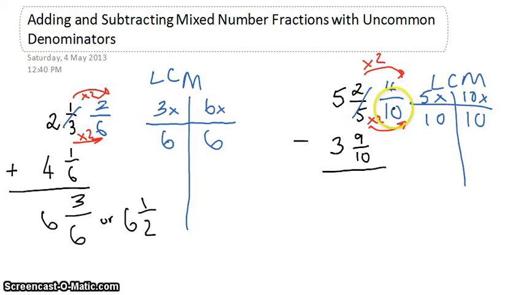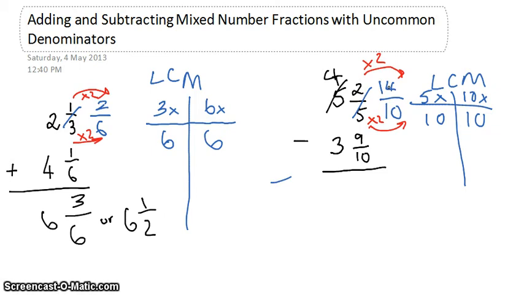Okay? So now I need to go, well, can I take 9 tenths away from 4 tenths? And the answer is no. So I need to rename my 5 wholes as 4 and turn one of those wholes into tenths. So if one of those wholes is turned into tenths, I'm going to have 10 tenths, and 10 tenths plus 4 tenths is 14 tenths.